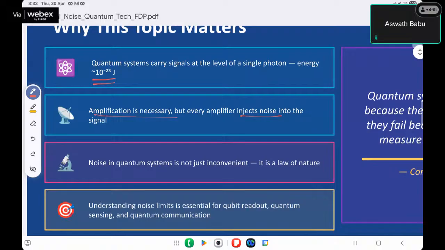But in the case of quantum systems, it is coming because of the law of nature. We can never measure certain things like position and momentum with 100% accuracy. Together we cannot measure them. If you try to measure position, you will lose accuracy in the velocity.